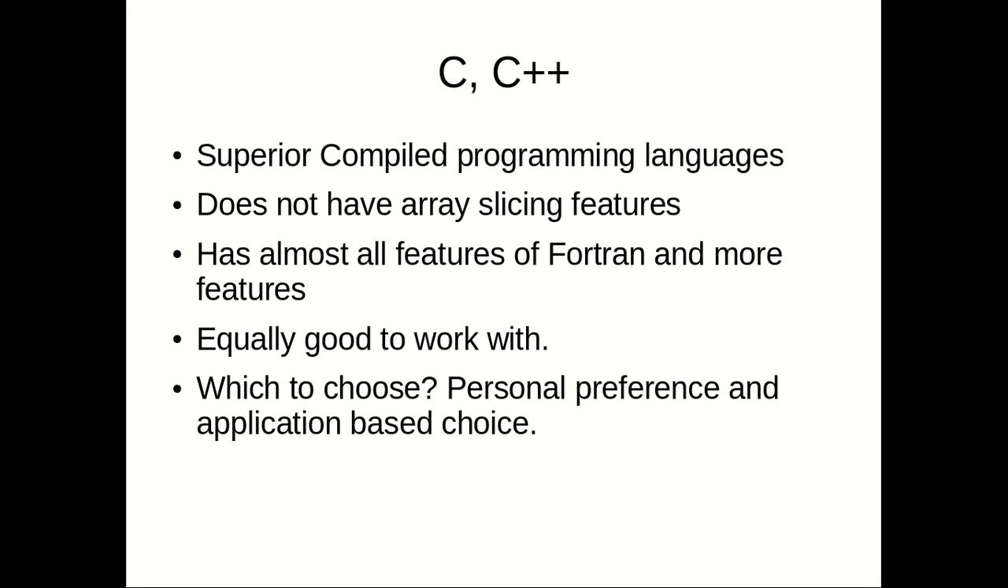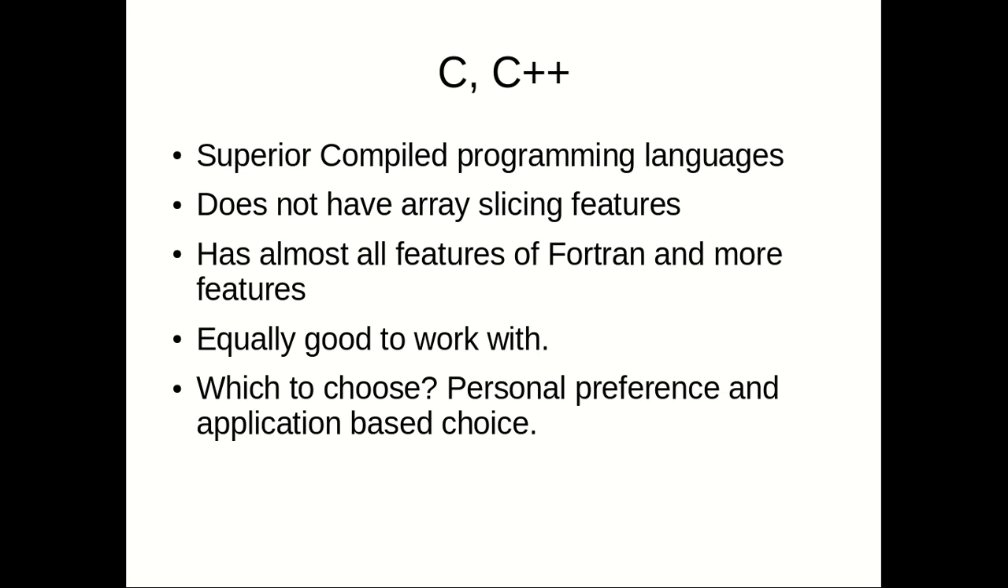Rather, C and C++ are superior in that process, wherein you can do a lot of stuff. Well, C and C++ do not have any array slicing features like that of Fortran, but that's kind of a little thing, that doesn't matter actually. That is not a big feature to be worried about, but they have almost all the features of Fortran and more features that are actually absent in Fortran. So these make certain jobs much easier and even more interesting in Fortran.